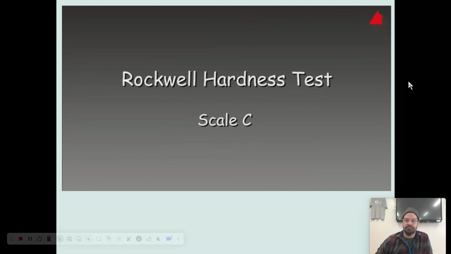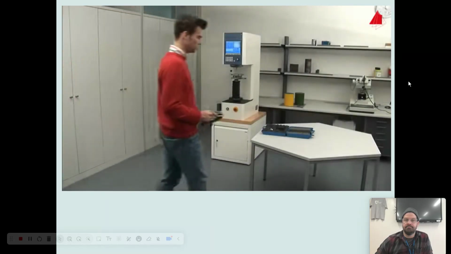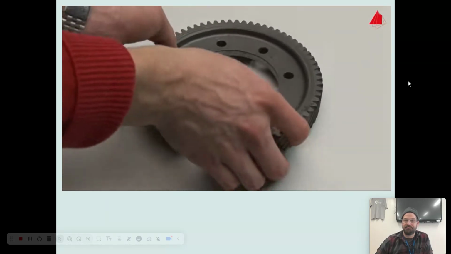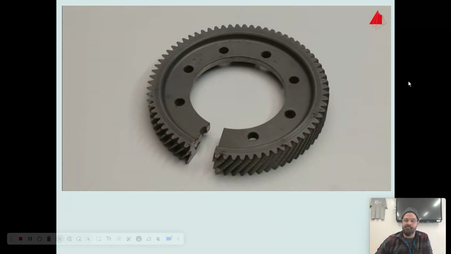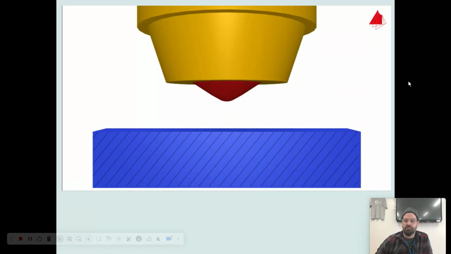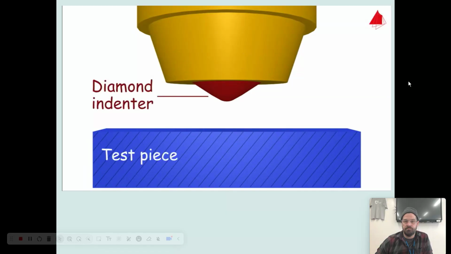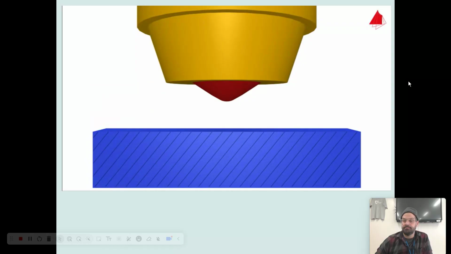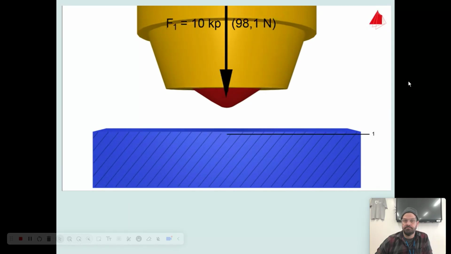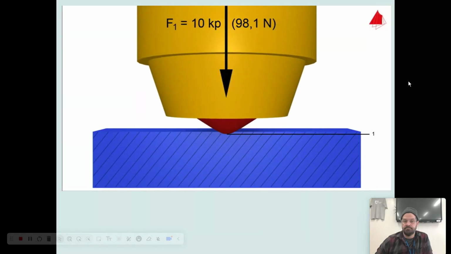The Rockwell hardness test, scale C. In this video, we will show how the Rockwell hardness test works using a gear wheel. The basic idea of this test method is to measure the permanent depth of indentation of a hard indenter under a test force. In the process variant scale C, a rounded cone made of diamond is used as an indenter. In step 1, the diamond cone is pressed onto the test piece surface with a minor force of 10 kilopons. The depth of indentation under this preliminary load is the reference point.